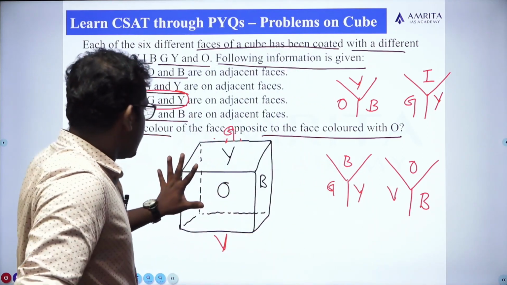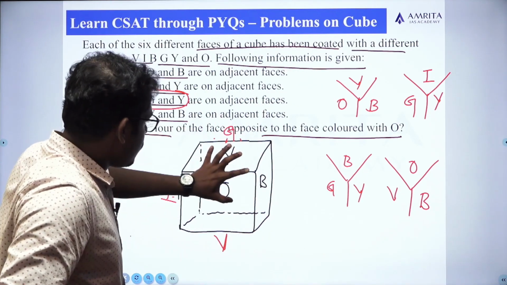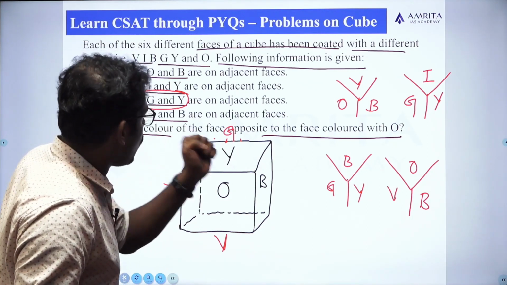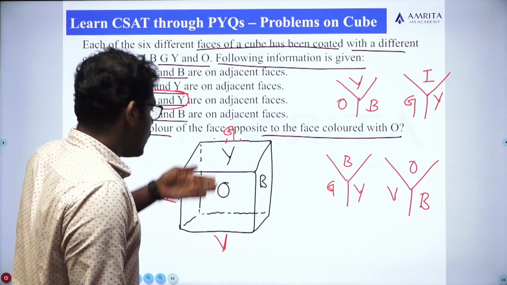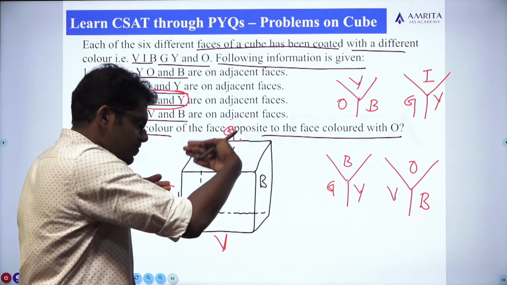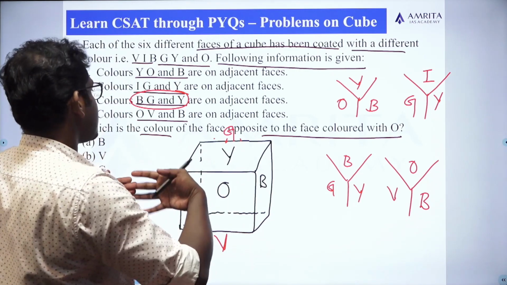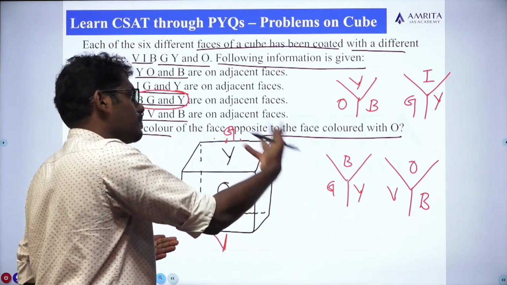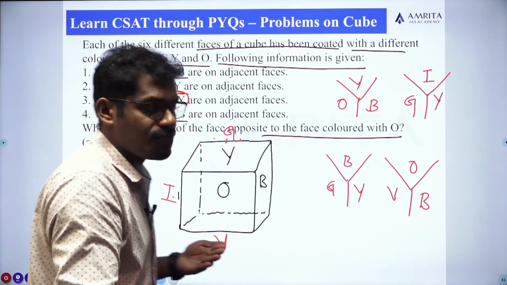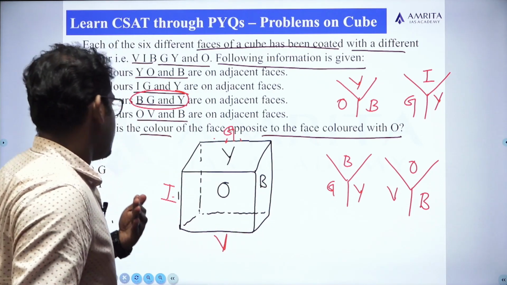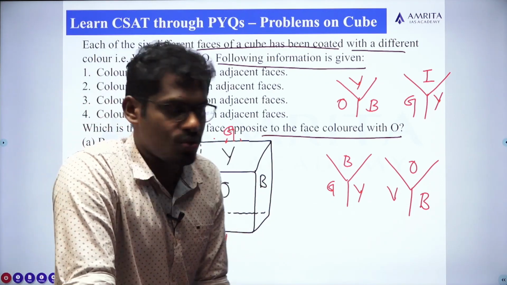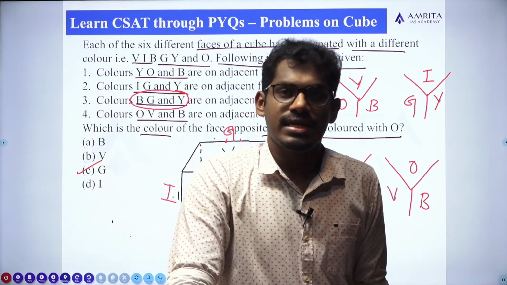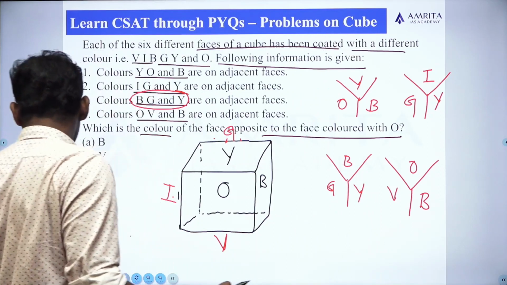Clear? So this is the final picture. Now read the question. Which is the color of the face opposite to the face colored with O? The face colored with O is the front face. The question is, what is the color of the opposite face? Opposite means back side. It's green. G is the color. So the answer for this question is G, that is option C is the correct answer. Simple question. Okay. Moving to the next question.